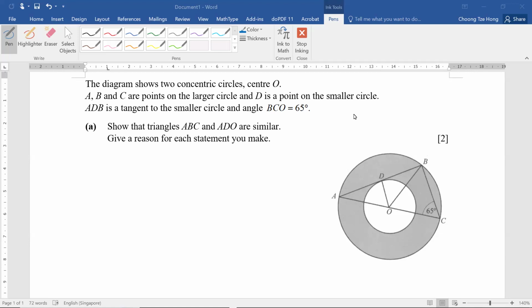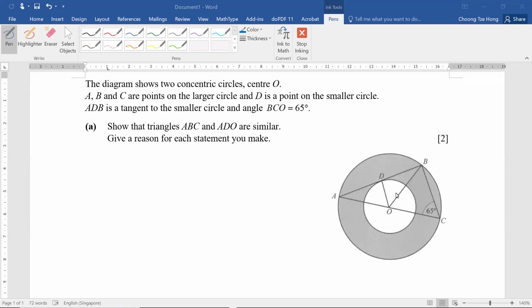Right, so the diagram shows two concentric circles, center O. Concentric means that the two circles, the small one and the big one, share the same center, right? A, B, and C are points on the larger circle, and D is a point on the smaller circle. ADB is a tangent to the smaller circle, and angle BCO is equal to 65 degrees.